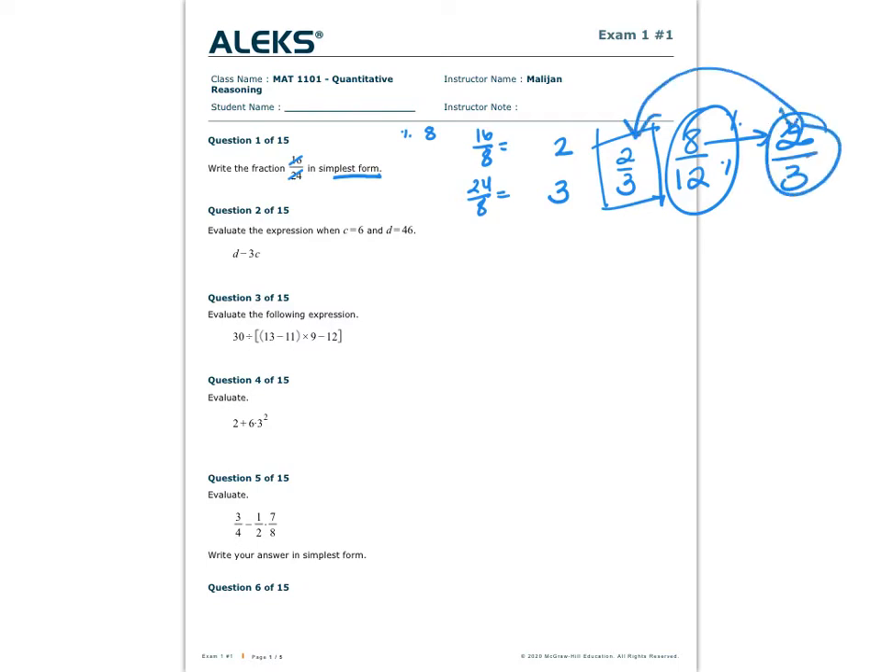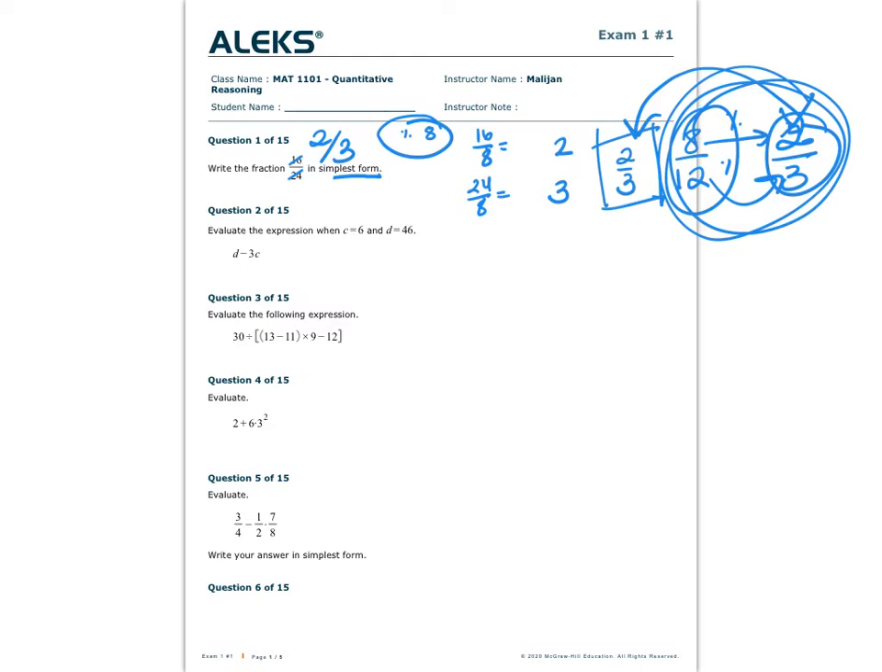2/3, same answer. So basically what I'm trying to say is, if you can't find the greatest common factor, that's okay. Pick a common factor, and you may just have to go with an extra step like you had to do here. So the answer to number 1 is 2/3.